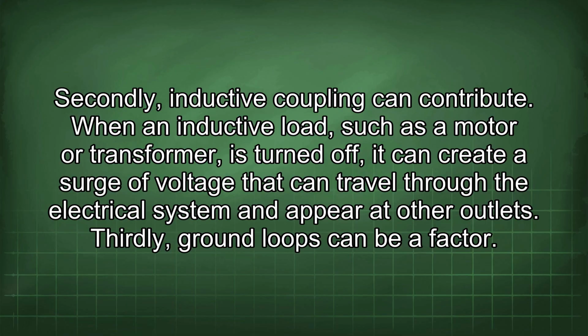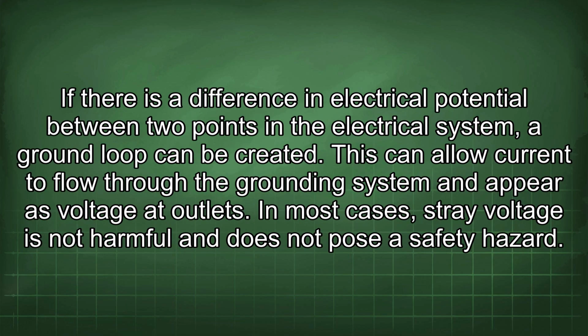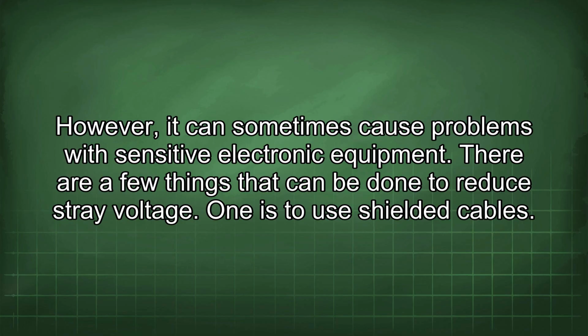Thirdly, ground loops can be a factor. If there is a difference in electrical potential between 2 points in the electrical system, a ground loop can be created. This can allow current to flow through the grounding system and appear as voltage at outlets. In most cases, stray voltage is not harmful and does not pose a safety hazard. However, it can sometimes cause problems with sensitive electronic equipment.